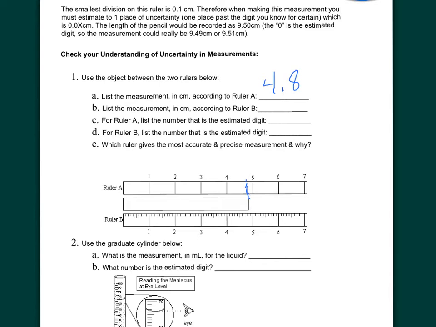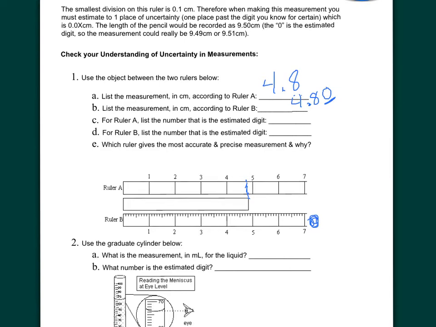But if we measure it according to ruler B, we definitely know that it's 4. It looks like it goes clear over to the 8th mark. So it's definitely 4.8. We know those two for certain, and the last digit is the guess digit. It looks like it's pretty much on there, so I'm going to call it 0. That again is my guess digit. It could be 4.81 or it could be 4.79.